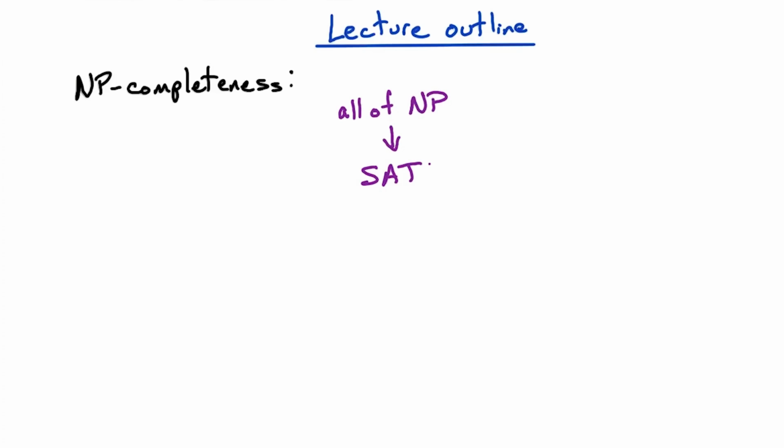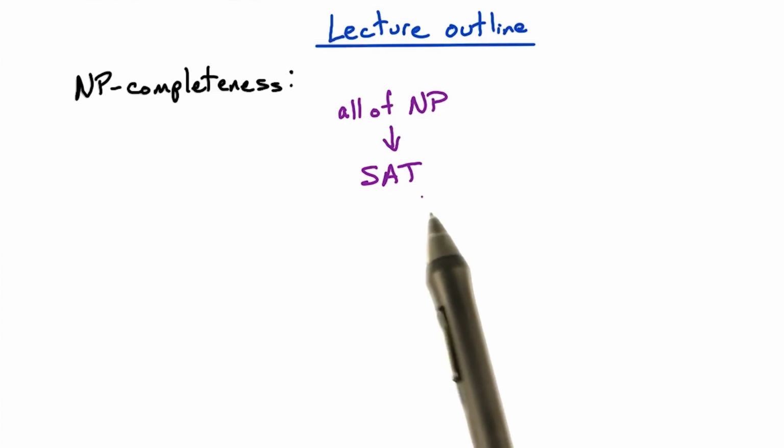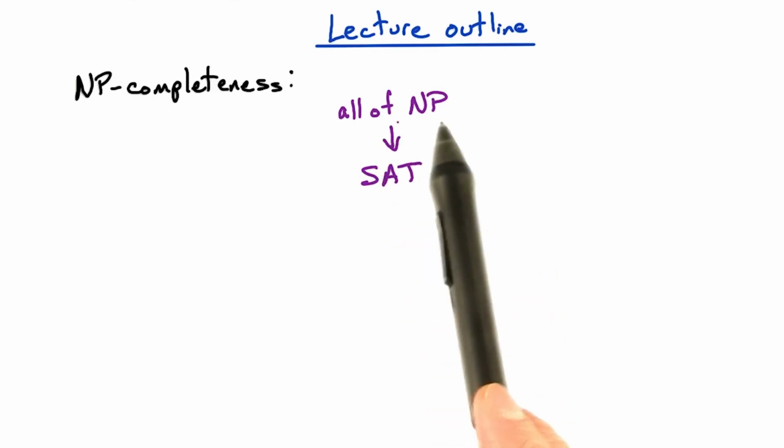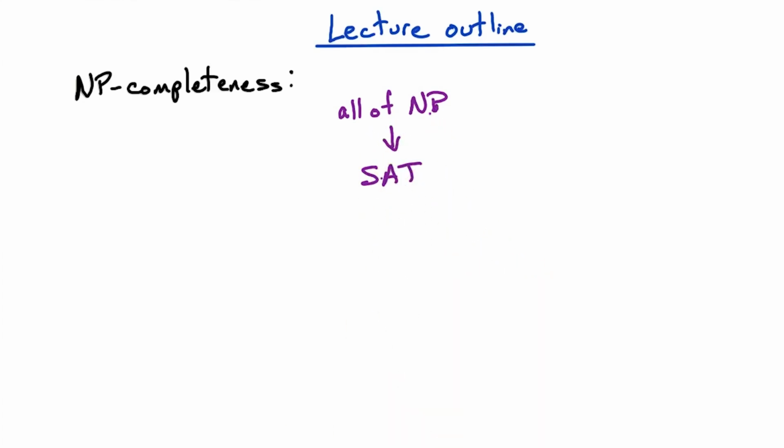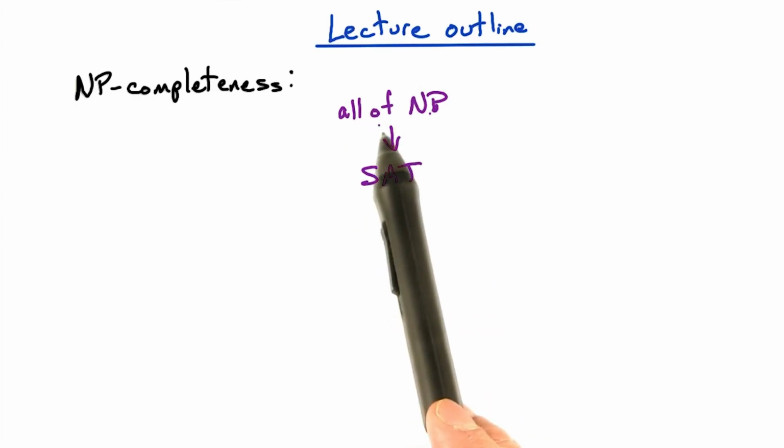Let's give a quick recap of what we've seen so far. We took for granted that SAT is NP-complete. This means that all the problems in the class NP can be reduced to SAT. So if we can solve SAT in polynomial time, then we can solve any problem in NP in polynomial time.